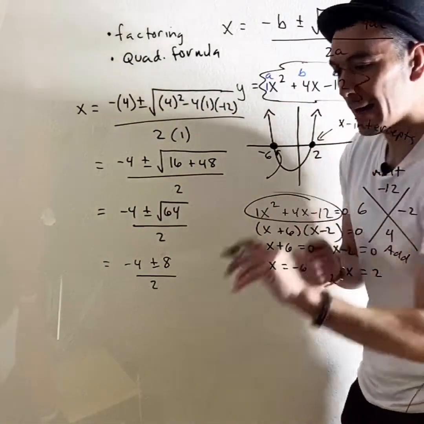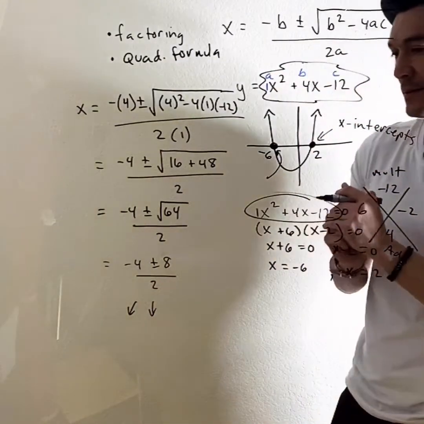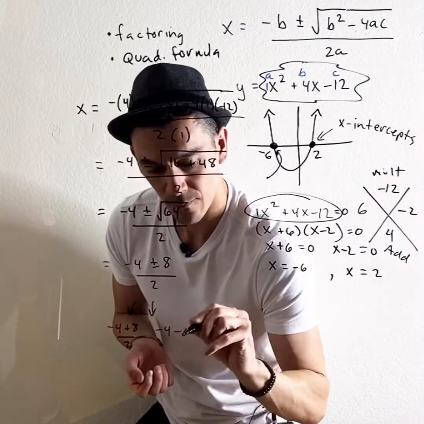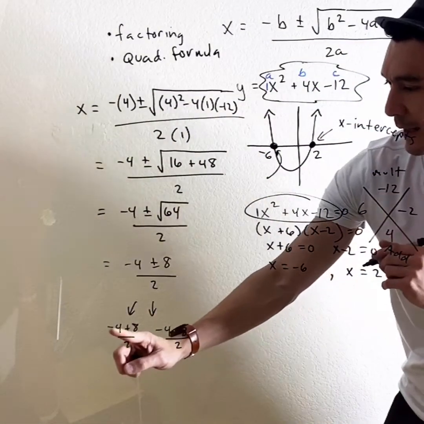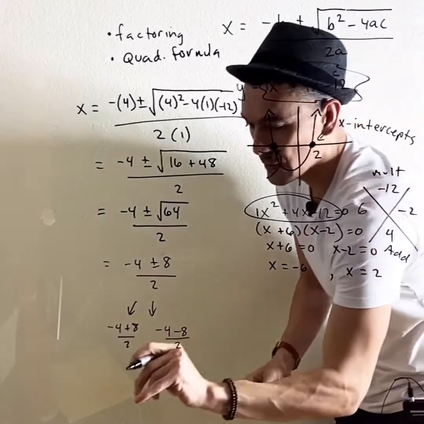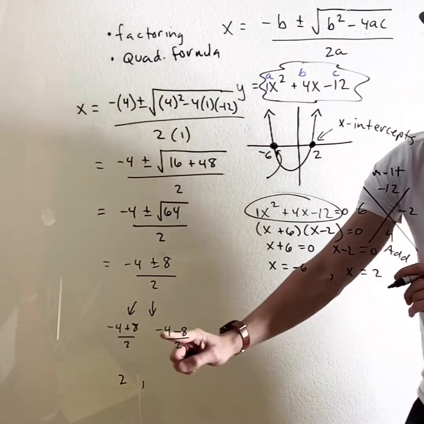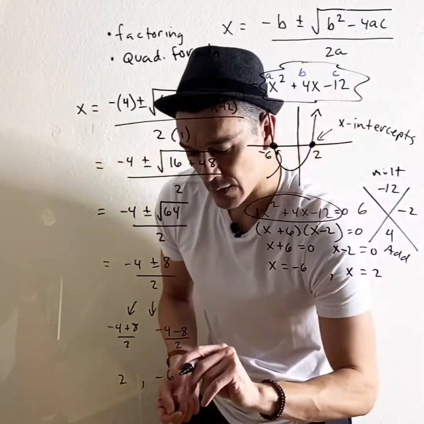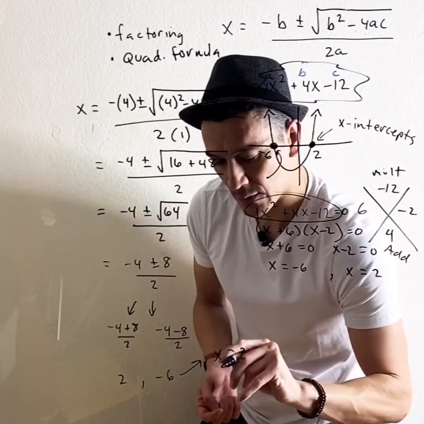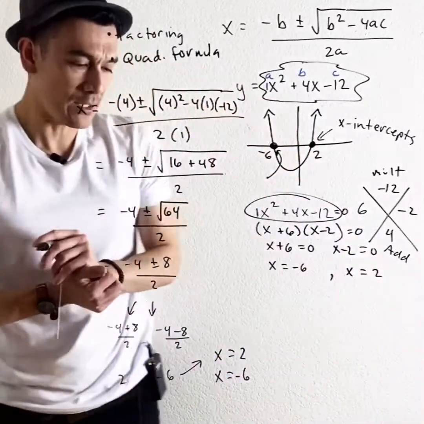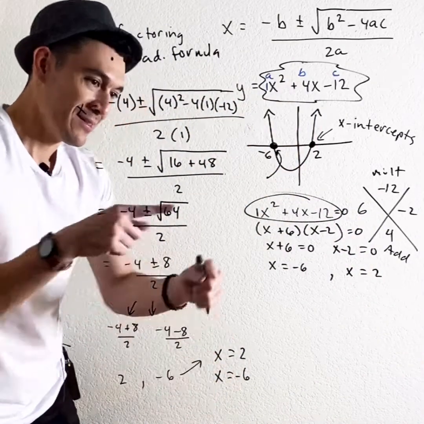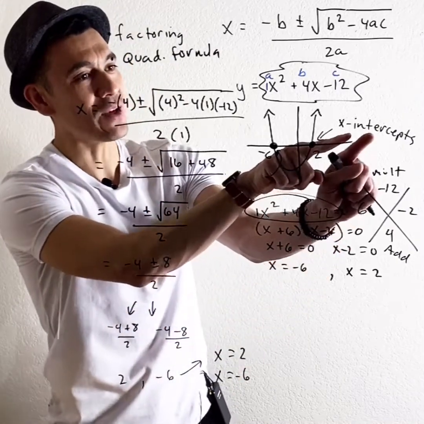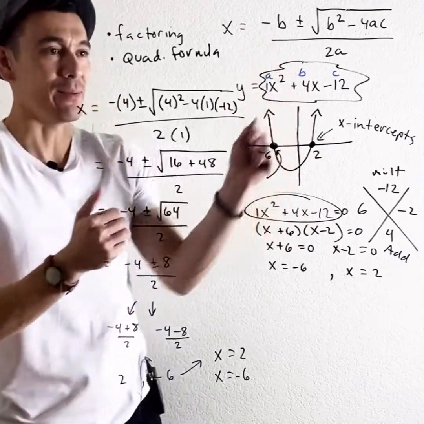So now I have two different cases. I have one with a plus and then one with a minus. And then up here, -4 plus 8 is 4, divided by 2 is 2. And then -4 minus 8 is -12, divided by 2 is -6. So this tells me that x equals 2 or x equals -6. And notice that these numbers popped up yet again because these numbers are the x-intercepts of this parabola. You see what I'm saying?